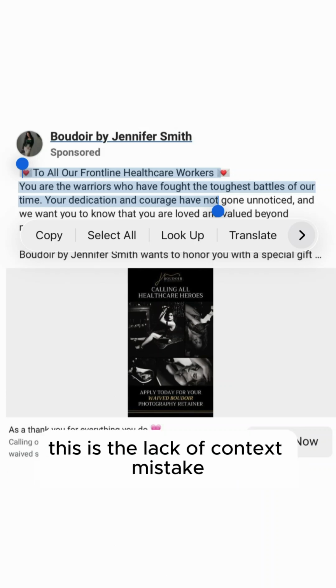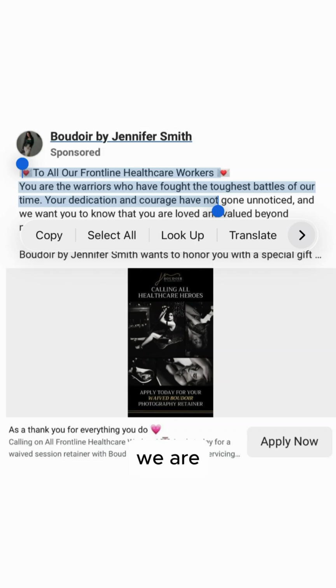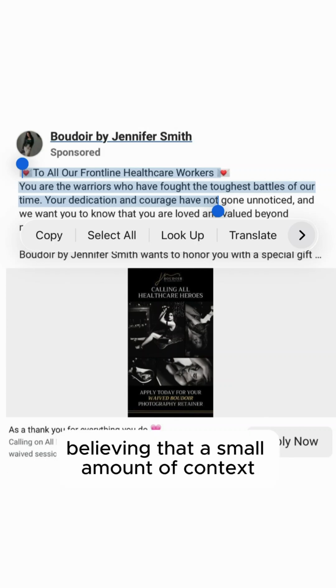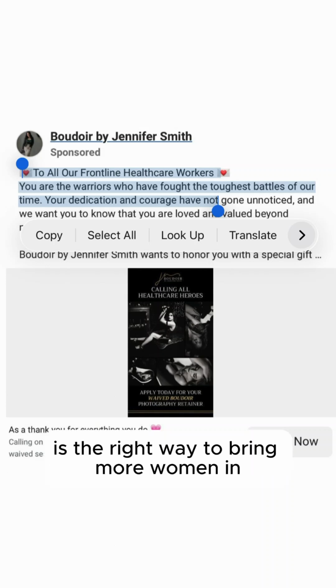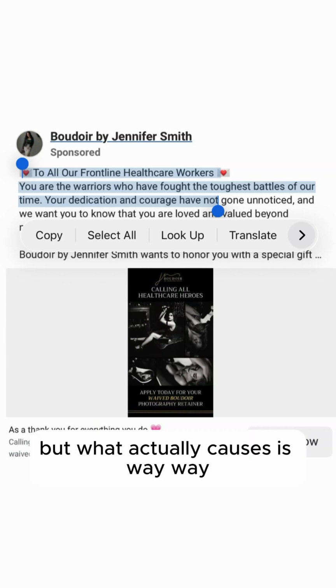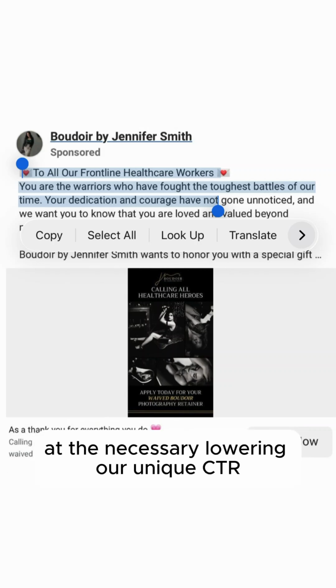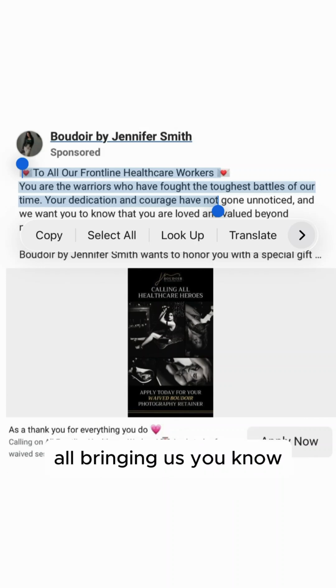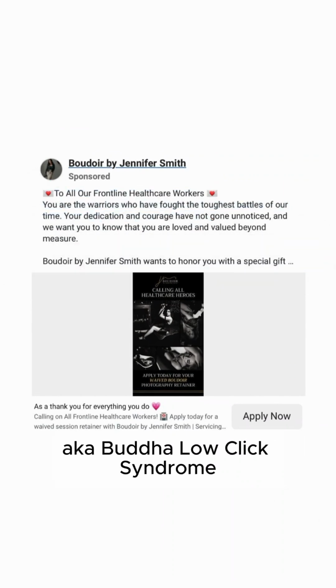So yeah, this is the lack of context mistake, the most common mistake I see, where we are believing that a small amount of context in our headline is the right way to bring more women in and get more buyers. This is the number one most important thing, to bring in more buyers. But what it actually causes is way more women to scroll by our Boudoir Facebook ad than necessary, lowering our unique CTRL, bringing us under 6% and contributing to BLCS, aka Boudoir low click syndrome.